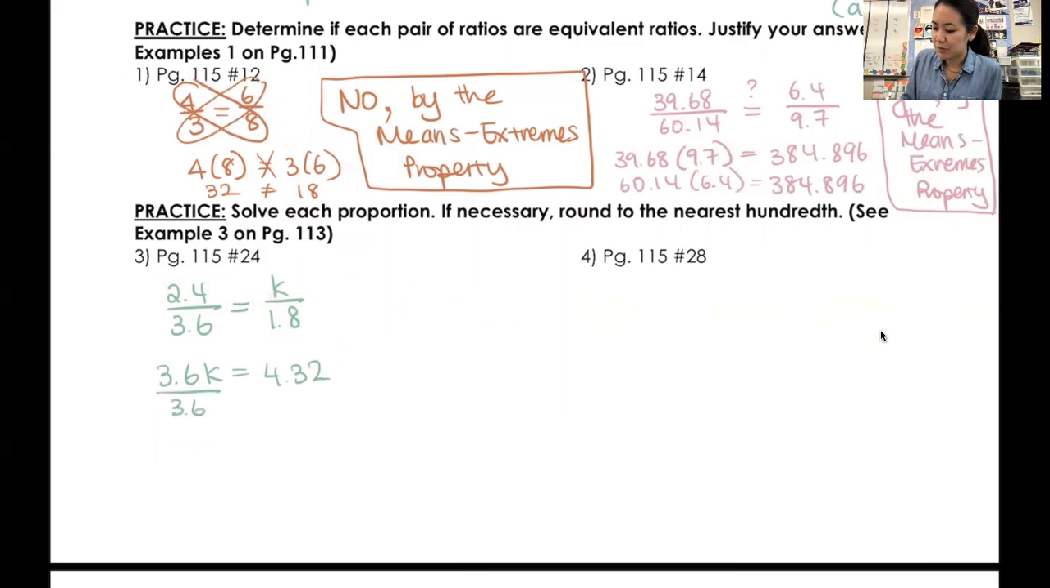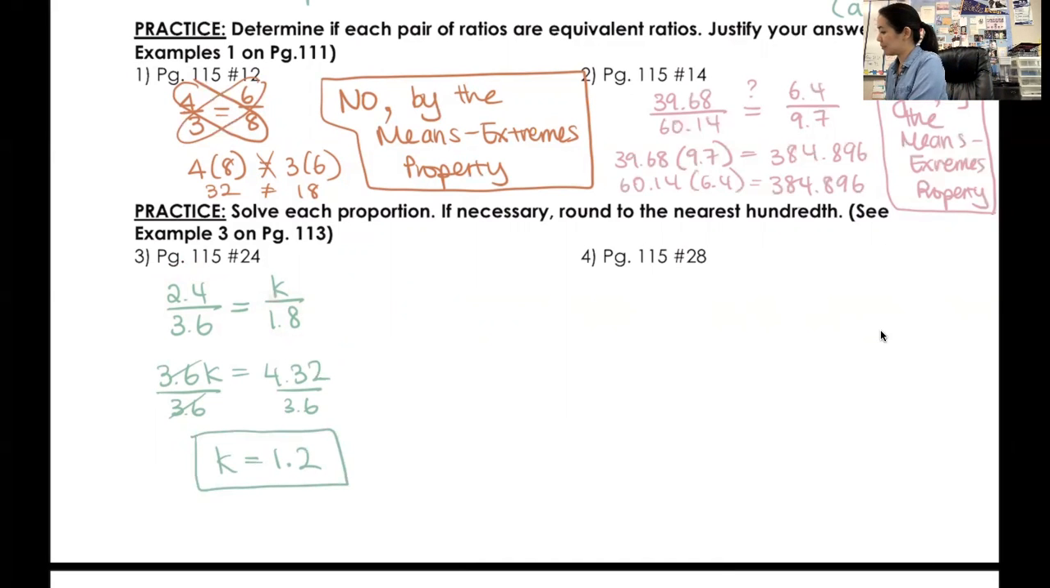Continue to solve. I'm going to divide by 3.6. And I get 1.2. All right. So that's how you solve a proportion. Okay, number 28. Very similar. This time we have 7 over x plus 9 is equal to 21 over 36.